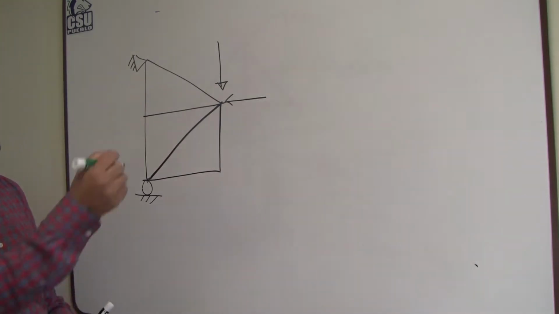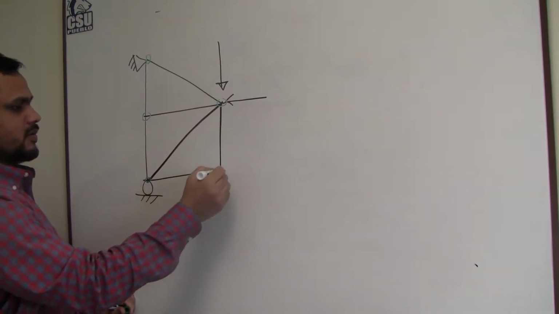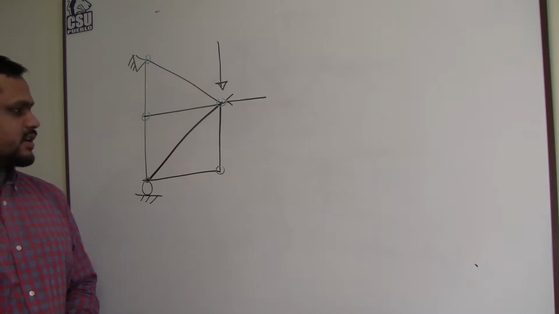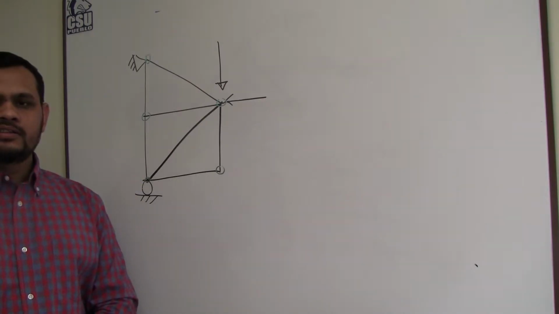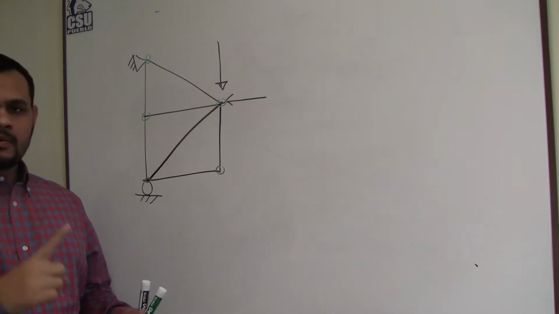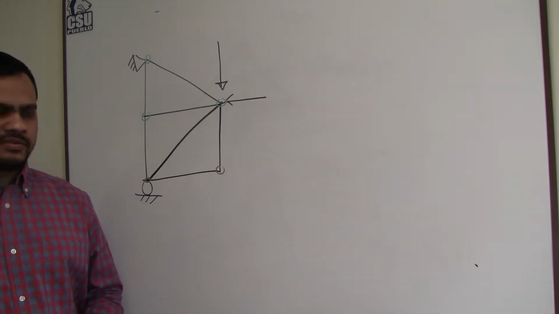Say assume this is a truss. Here all members are pin connected, loads are only at the joint. That means it is a truss. Now here we need to find the zero force member. What are the zero force members? There might be 1, 2, 3, 4, whatever, many. There might be many zero force members.